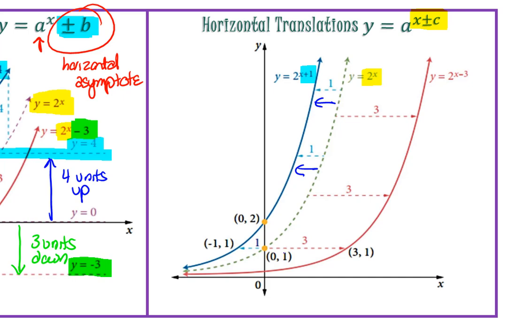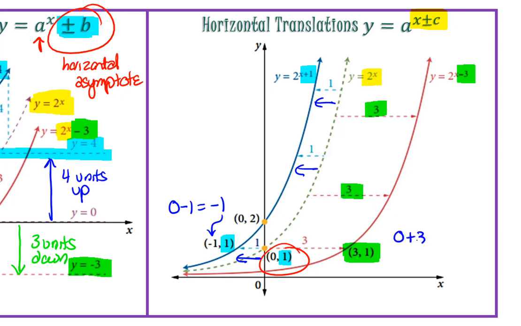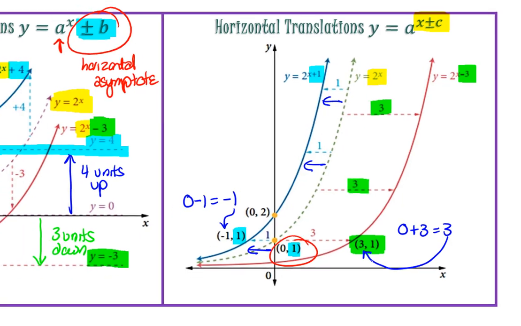Your (0, 1) point is also moving to the left 1. And 0 take 1 is negative 1. That is our new x coordinate. Our y coordinate stays the same because we only have a horizontal shift. If we have minus 3, you can see that this translation is 3 to the right in regards to that (0, 1) point. 0 plus 3 is 3, and you can see that that is my new x coordinate.